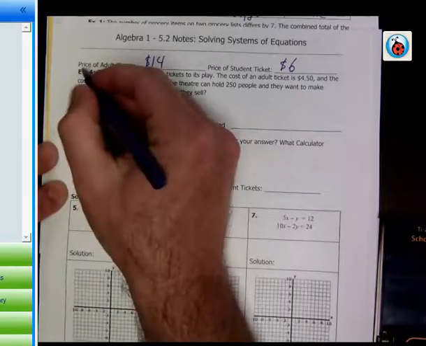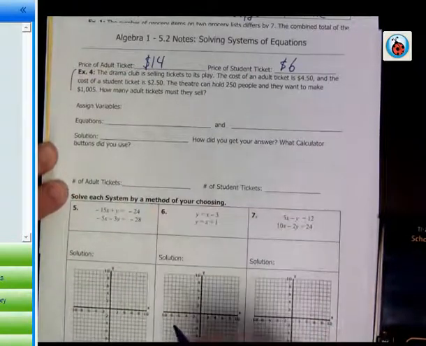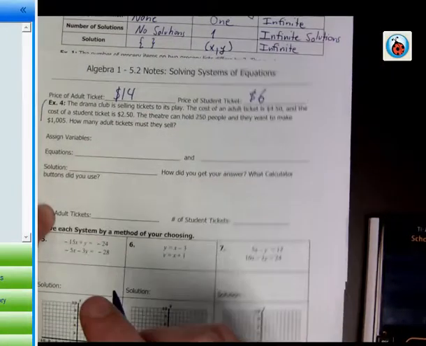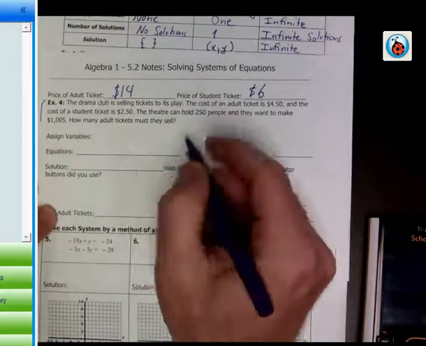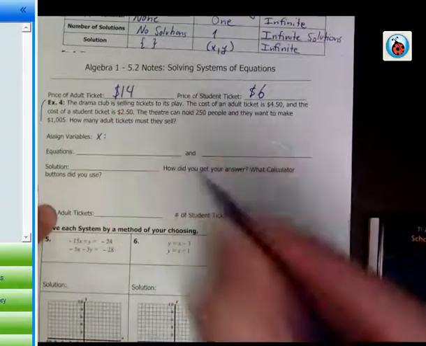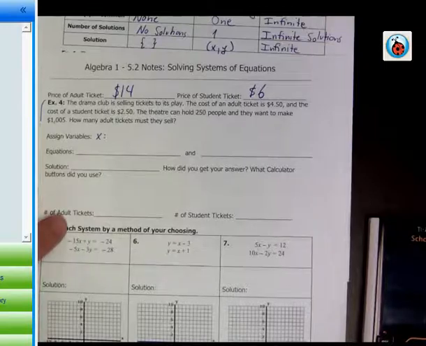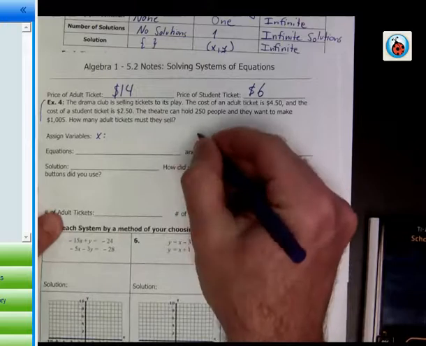Okay. This example is the same thing. So let's do that one. Maybe we'll do that one by graphing. So the drama club is selling tickets to a play. The cost of adult tickets is $450, and the cost of a student ticket is $250. The theater can hold 250 people, and they want to make $1,005. How many adult tickets must they sell?